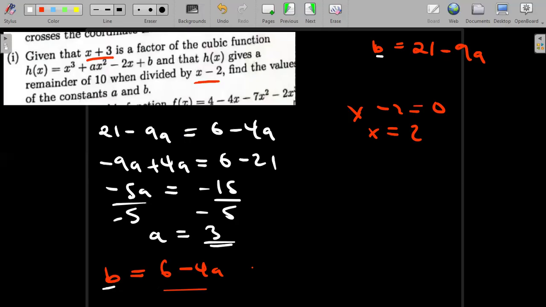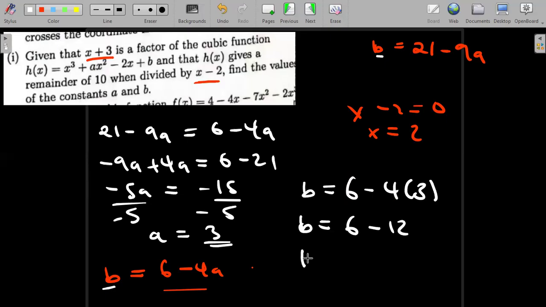Then I can get this equation or the other one and just replace where a is. I'll use the one down. So b is going to be equal to 6 minus 4, where there's a, I put the 3, and I'll have b is equal to 6 minus 12. And this is going to just give me b equal to negative 6. So therefore my a is 3 and my b is negative 6. All right, this is how you handle this question.